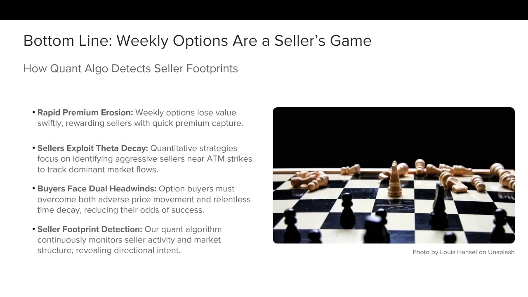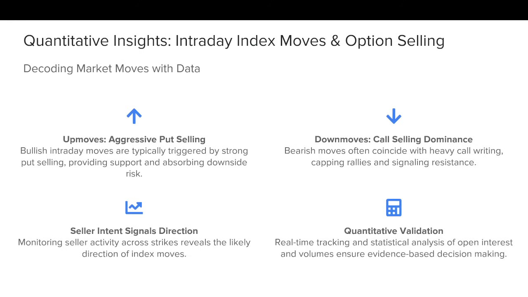So our quant algorithm will detect seller footprint by continuously monitoring seller activity and market structure, showing you their directional intent. So up moves are aggressive put selling. What we have seen with data, you will see now, is that any up move, more than call buying, is actually marked by aggressive put selling. Okay, it provides support and absorbs downside risk.